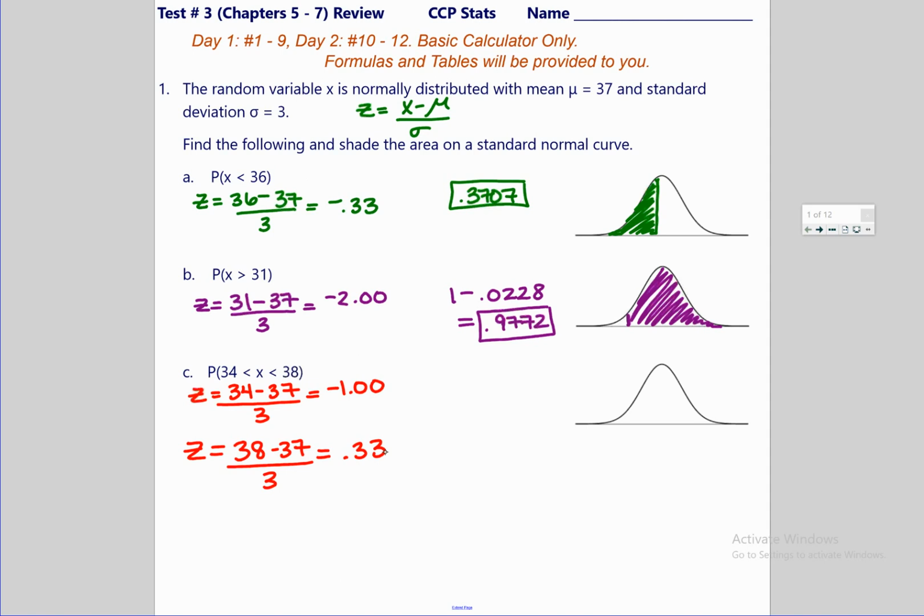Okay. So I can sketch both of those. Positive 0.33 is just slightly to the right of my mean, and negative 1 is to the left of my mean, maybe over there somewhere. So that's the area that we're searching for. Now on your chart, you're going to find both z values and the areas that go along with them. Negative 1.00 gives me 0.1587.